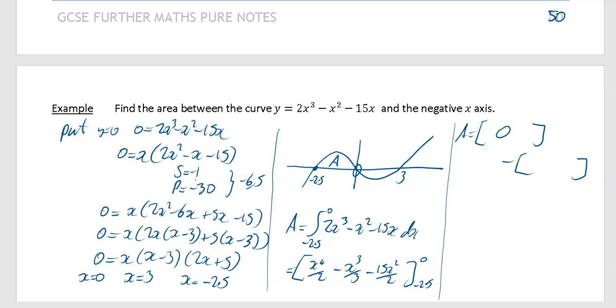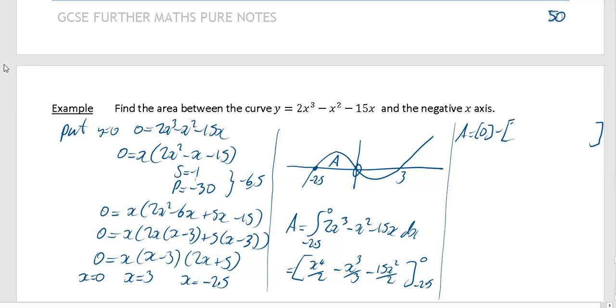Put your minus 2.5 into it. So I'm going to pause the video and rewrite this, make it a wee bit easier for me to write. Okay, I've just changed that a wee bit so I can squeeze in. I have 0 for my first bracket, and then I'm going to have minus 2.5 to the power 4 all over 2, and minus 2.5 cubed all over 3, and then minus 15 times minus 2.5 squared all over 2.